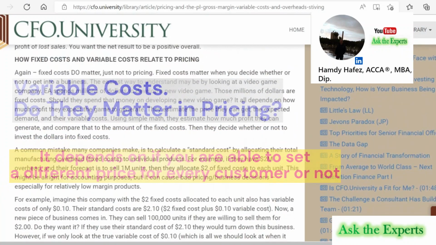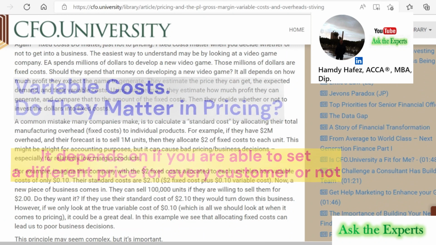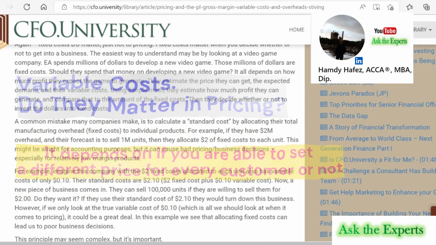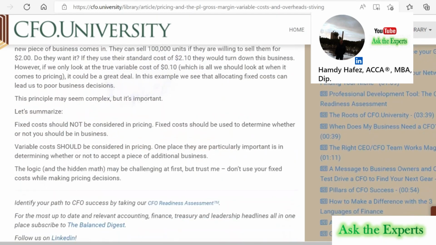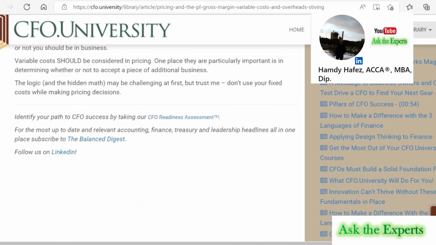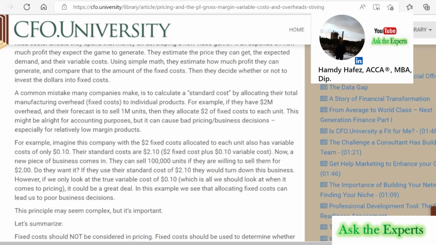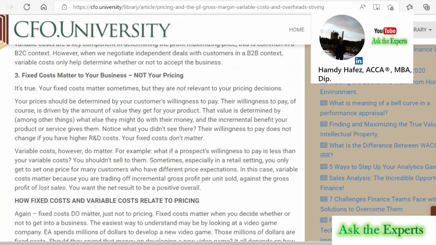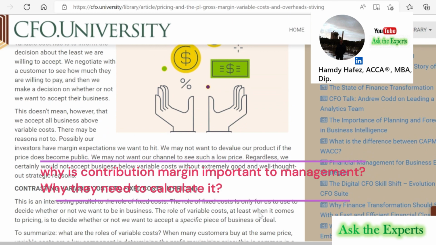Also, Dr. Mark discussed another important subject, such as determining the role of variable costs, how fixed costs and variable costs relate to pricing, and so on. Really, it's a very important article by Mr. Mark and the CFO University. You'll find the link of this article in the comments. And I'll try to discuss this article with practical examples in one episode of this series.